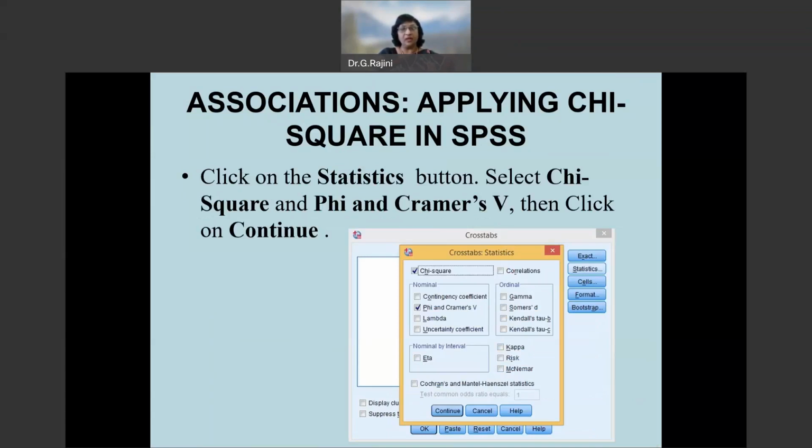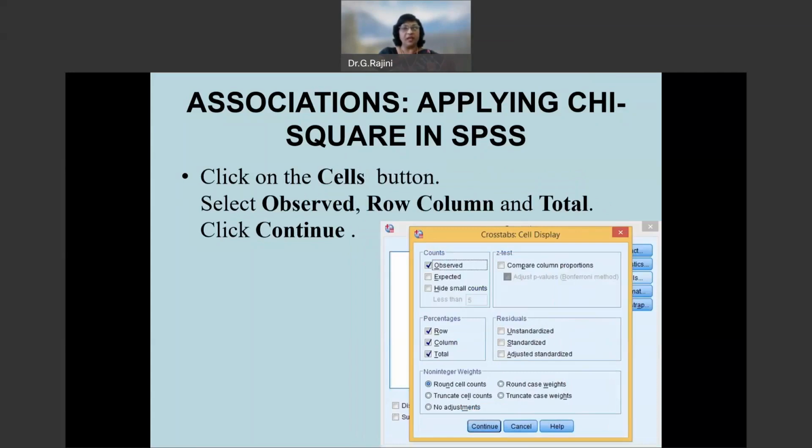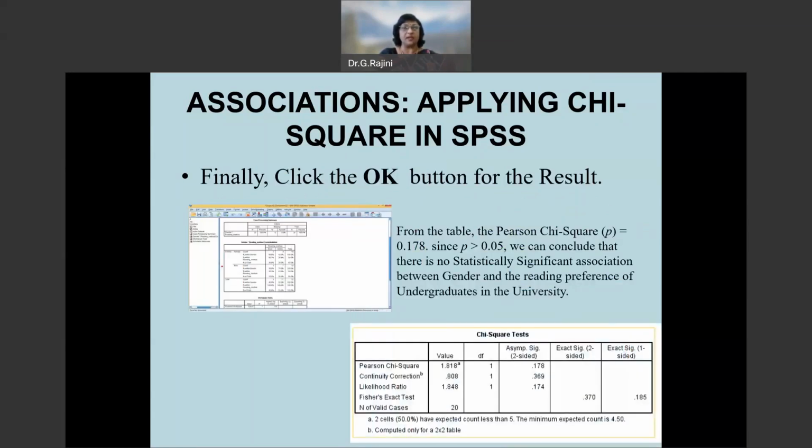Then after doing that, we click on the Statistics button. You select chi-square, phi, and Cramer's V, and then click Continue. Then we click on the Cells button. We check Observed, and then Row, Column, and Total, because we need to know the counts, and we can take the percentages as well. Finally, click the OK button for the results. Nowadays it's a drop-down menu, just by clicking the button, you get the results in a fraction of a second. I am showing you the output now.